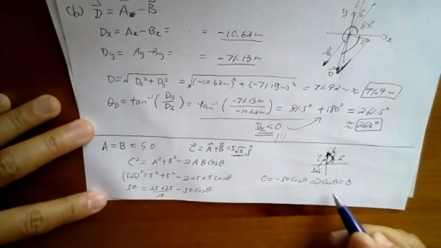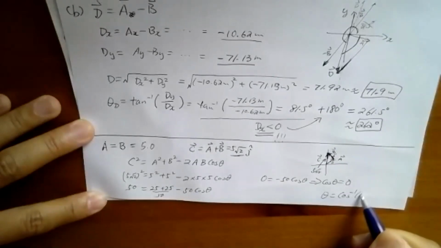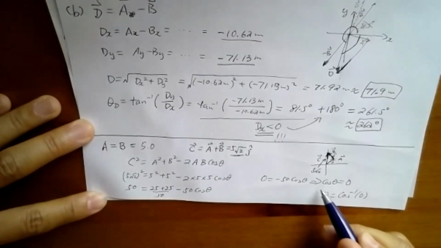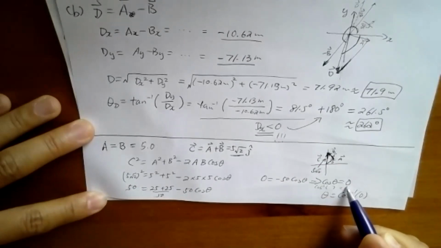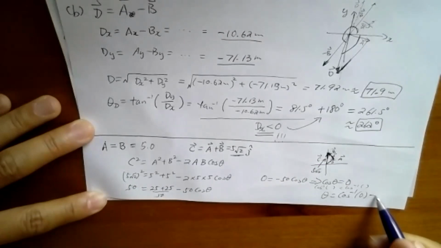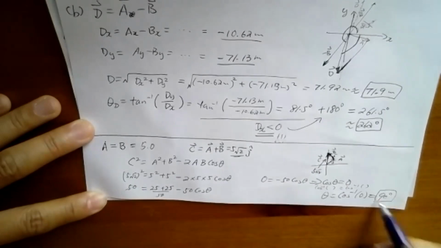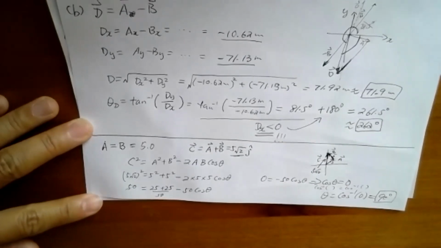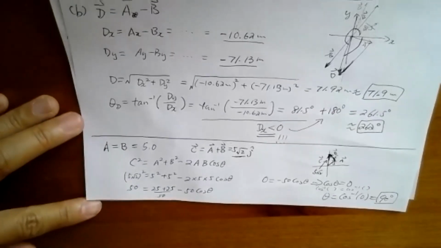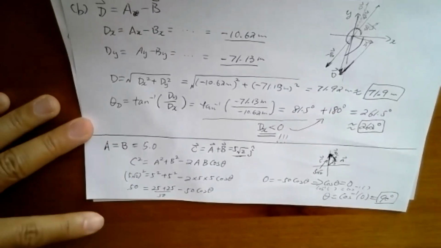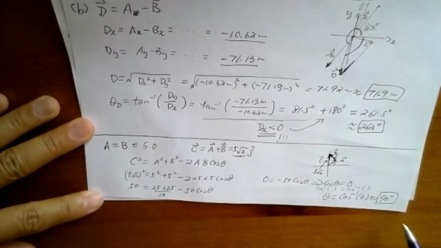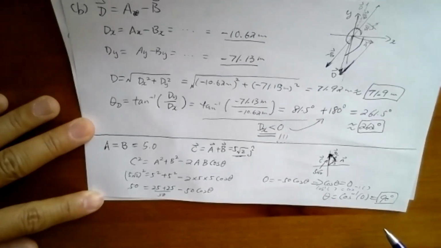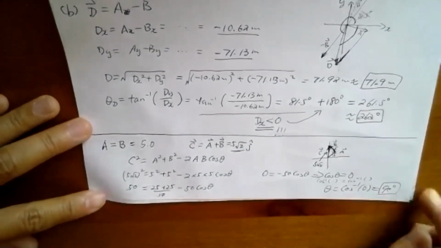Then I can solve for theta. Theta should be equal to cosine inverse of 0. You take cosine inverse of both sides. So cosine inverse of 0 will tell you it's 90 degrees. So the two vectors make an angle of 90 degrees here. If we use law of cosines, this is easily determined.